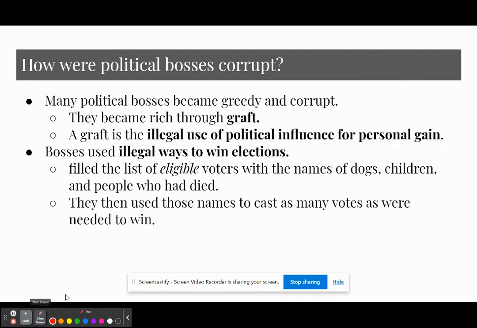Another way in which they used illegal ways was to win elections. They filled a list of eligible voters with names of dogs, children, or people who had already died. And then they used those names to cast as many votes as were necessary to win. So first you have the use of graft, and then they won elections in many ways illegally by putting names on of non-existing voters and then casting votes in their name.